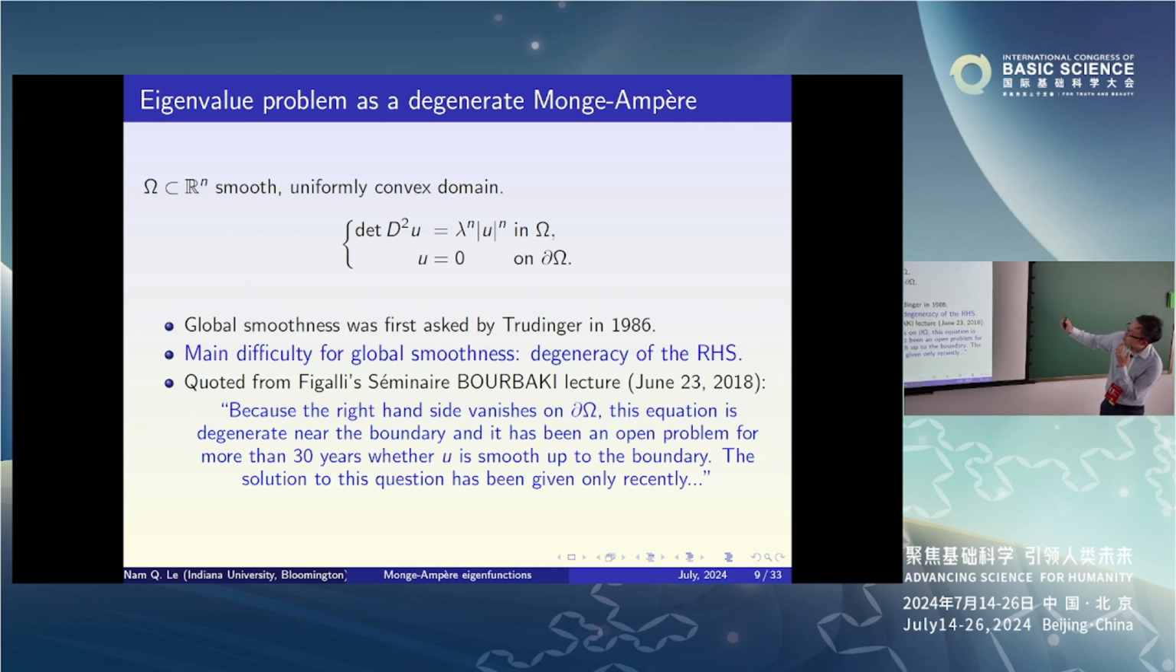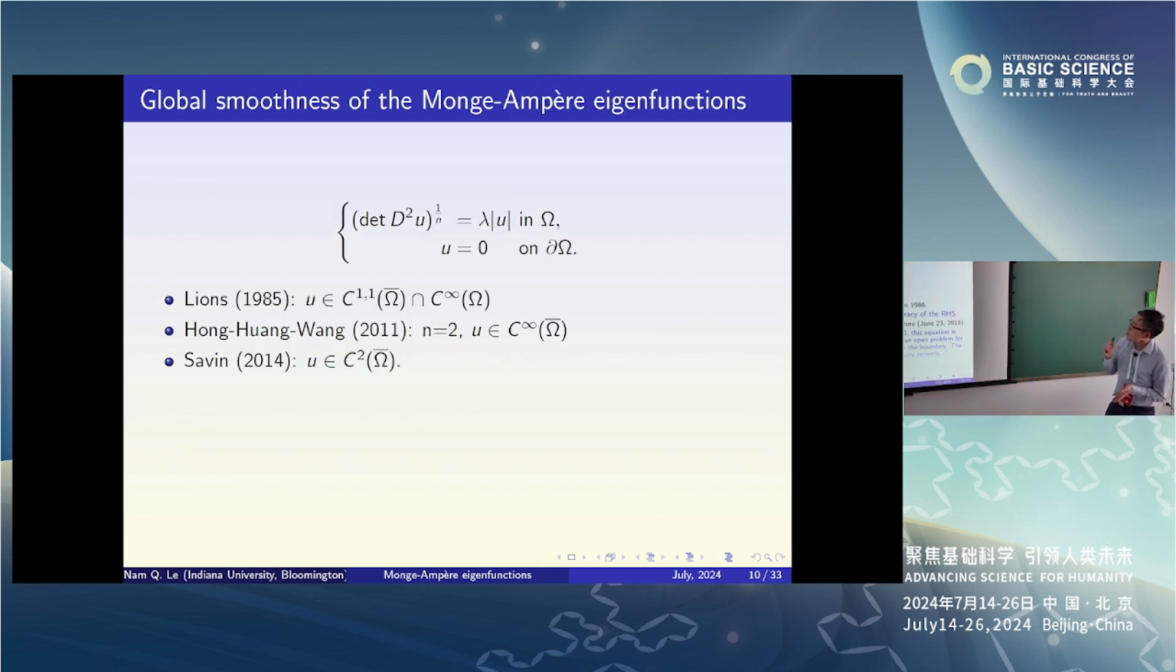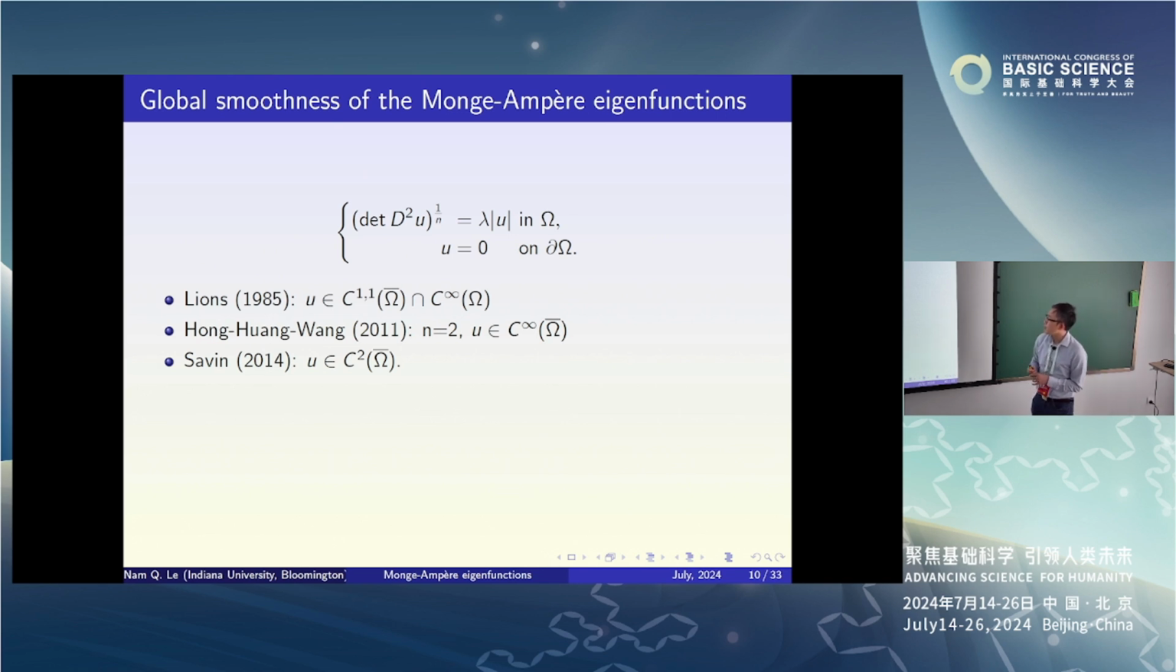Now I would like to mention the history of solving this problem. So we saw before that Lions, in his result, proved the interior smoothness, and regarding global smoothness, he proved C11. And then about 15 years ago, Quang and Quang proved global smoothness of the eigenfunction in 2 dimensions. That technique was purely 2-dimensional.